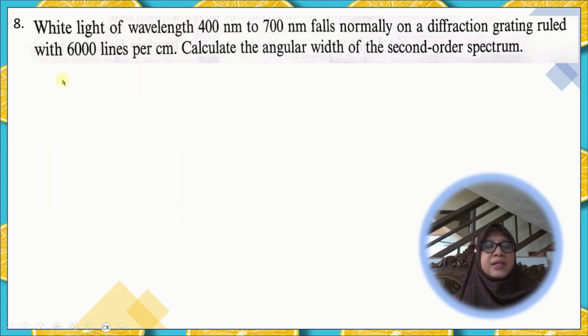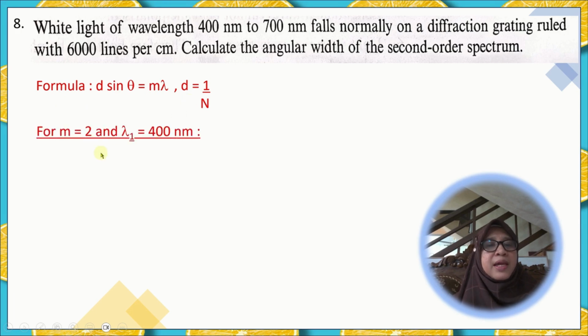Okay, now question 8. White light of wavelength 400 nanometer to 700 nanometer falls normally on a diffraction grating ruled with 6,000 lines per centimeter. Calculate the angular width of the second order spectrum. Okay, the formula is d sin theta equals m lambda. d is 1 over n.